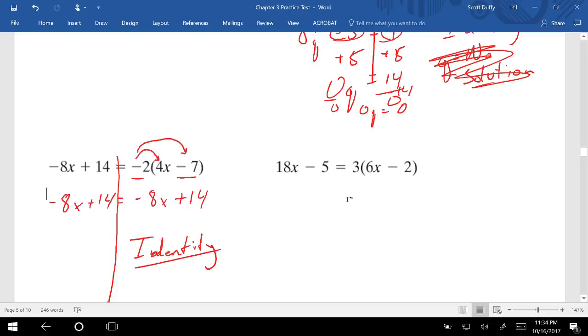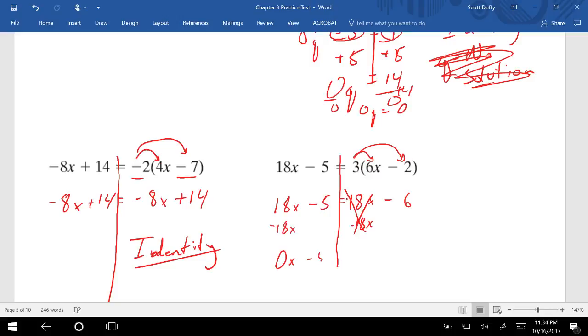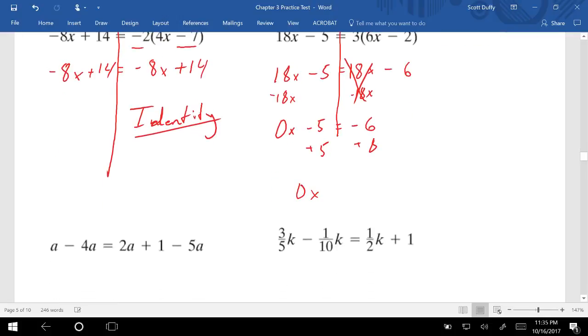Okay. This one, 3 times 6, 18x. 3 times negative 2 is negative 6. I have 18x over here, minus 5. Subtract 18 x's from both sides, and I get 0 x's minus 5 equals negative 6. Add 5 to both sides, and I get 0x equals negative 1. Divide by 0. X equals, this is a no solution.